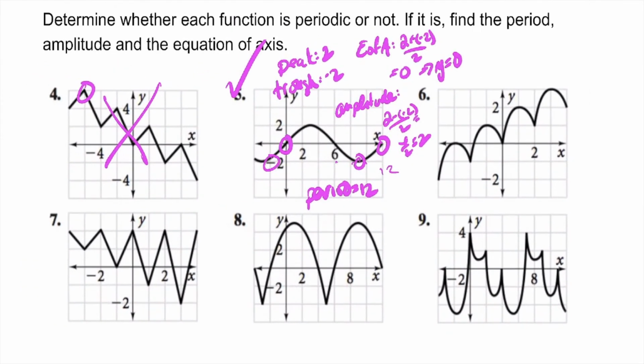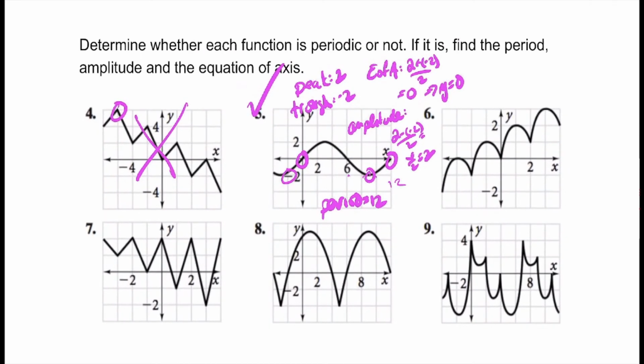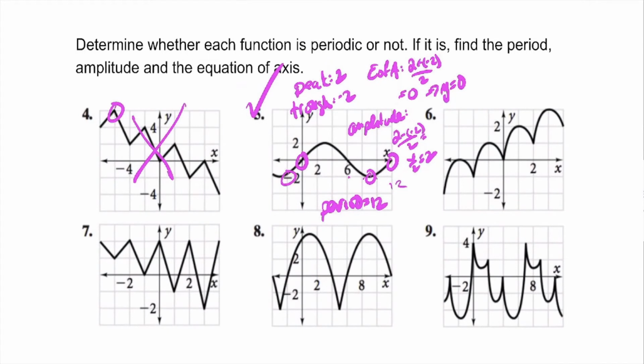This next one, number 6, again, it's not periodic because the y values are not repeating. Although it looks like it's at regular intervals, the important thing is the y values themselves are not repeating. Likewise for this one, yes, we have consistent peaks, so it looks promising, but our minimums, or our troughs, are not the same, so therefore it's not periodic.